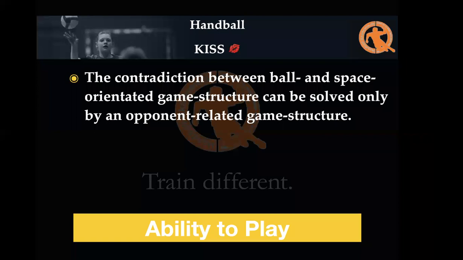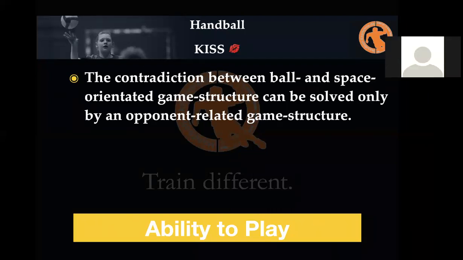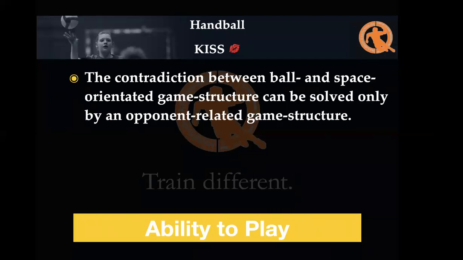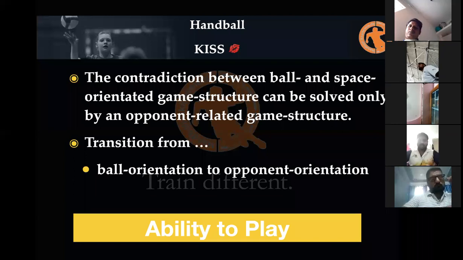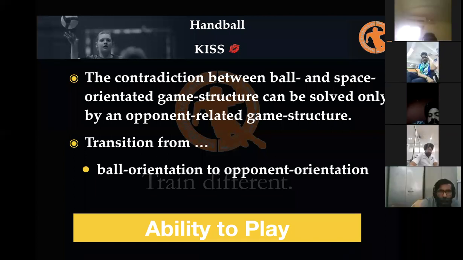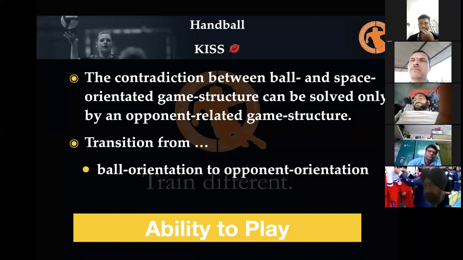And to solve this problem, we go for an opponent-related game structure. So we start with the man-to-man defense with the young generation, the young players first. Then we have to work out the transition. First step from ball orientation to opponent orientation, which is the man-to-man defense.